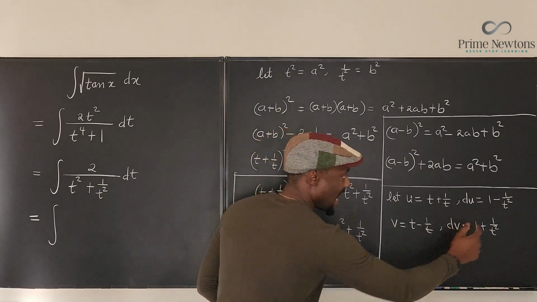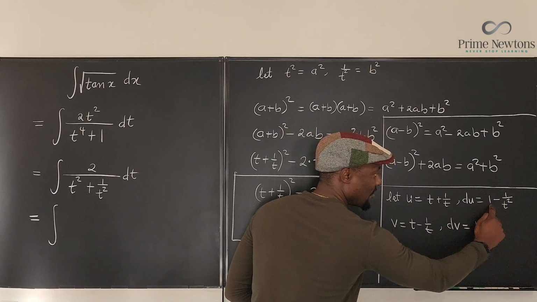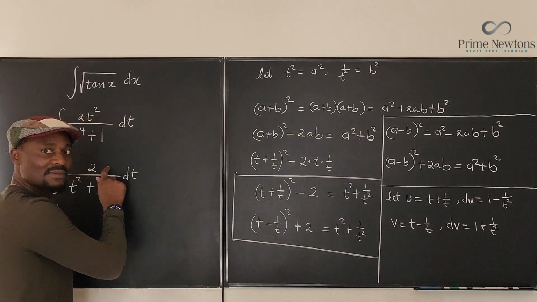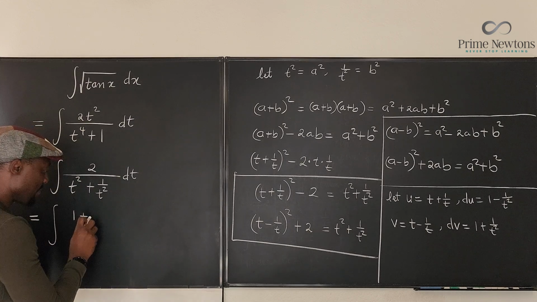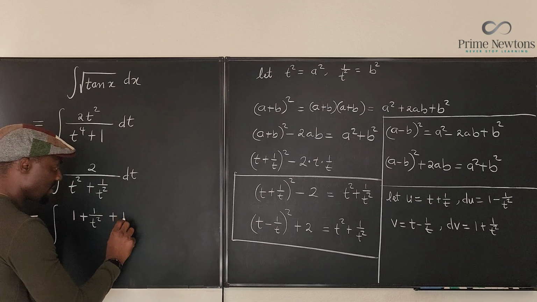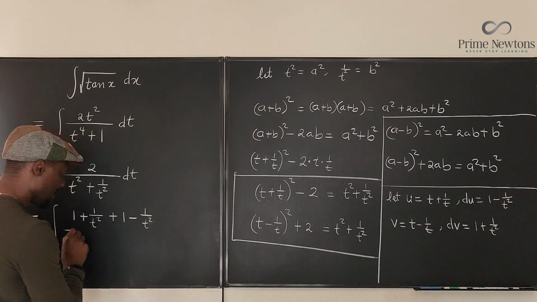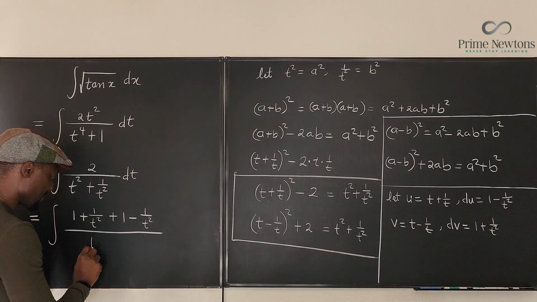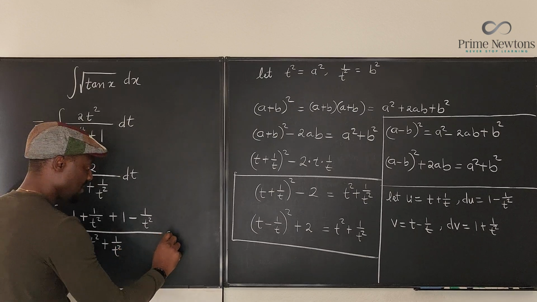Look, if you add this to this, this is going to cancel this out. You just have 1 plus 1, and that's 2, which is the 2 sitting up here. So I can write this as 1 plus 1 over t squared plus 1 minus 1 over t squared. That's what's sitting on top. And what's sitting under is going to be this one, t squared plus 1 over t squared dt.